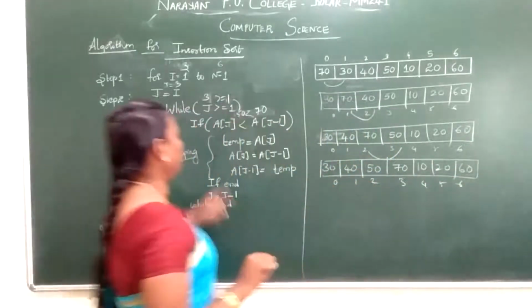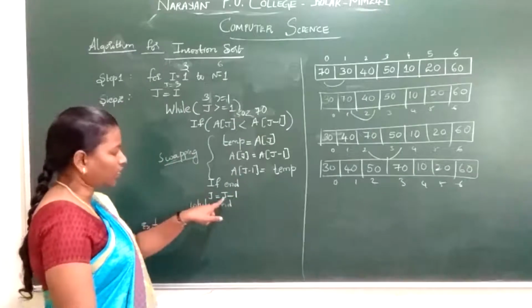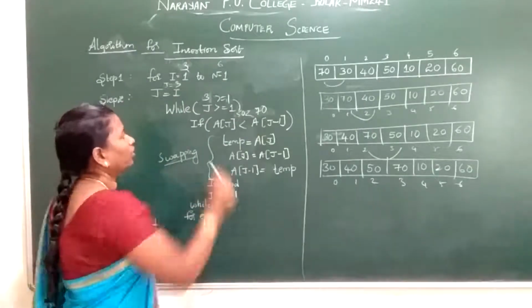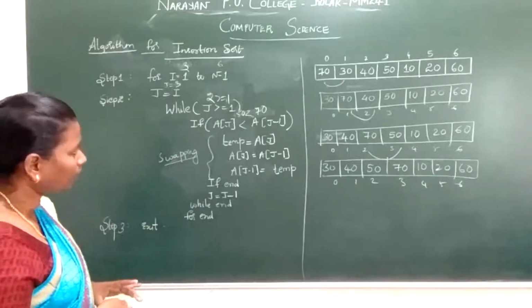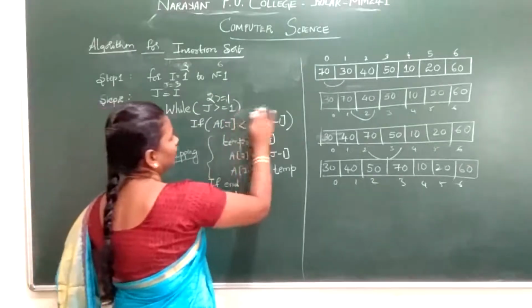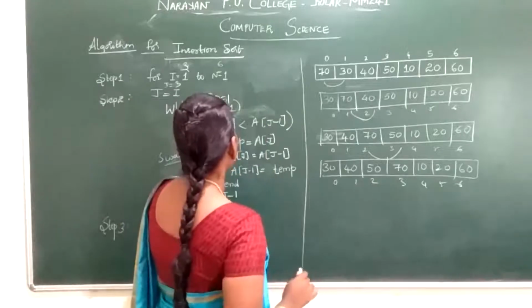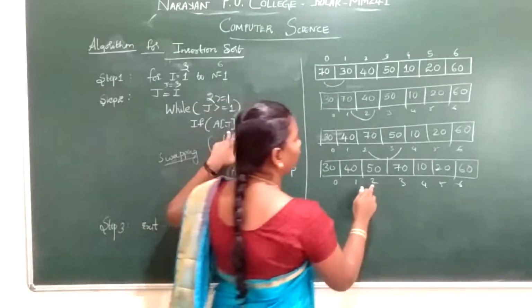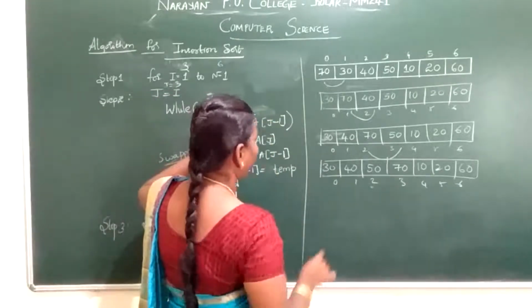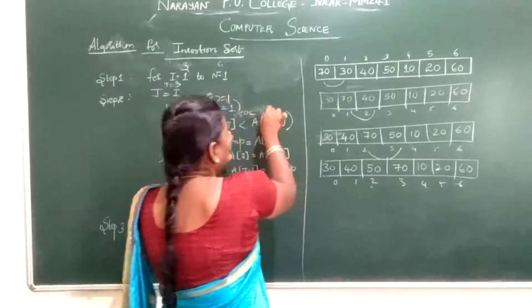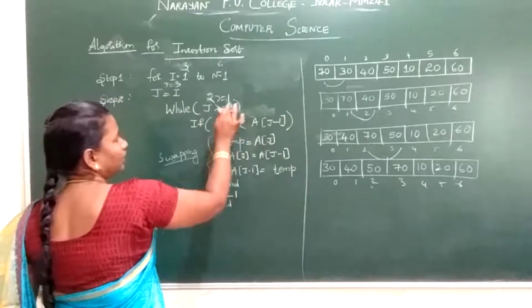Now j will become j minus 1, that is 3 minus 1 is 2. Now the j value is 2. 2 is greater than or equal to 1. Yes, the condition is satisfied. What is there in a of j, that is a of 2? I have 50. Is 50 less than a of j minus 1, that is 2 minus 1 is 1, which is 40? 50 is less than 40? No, the condition fails. It will come outside.